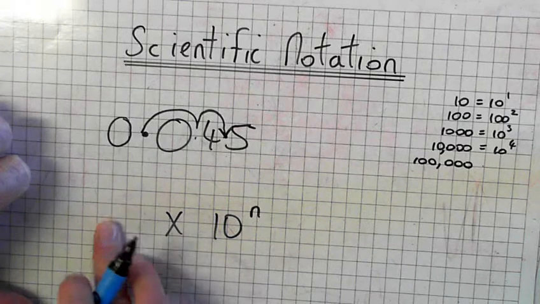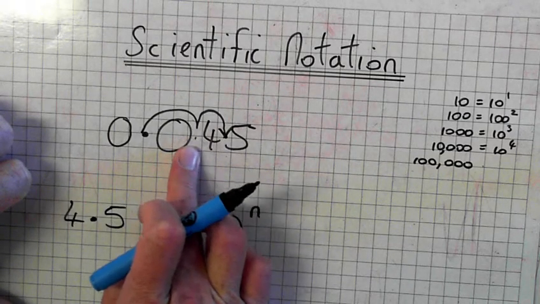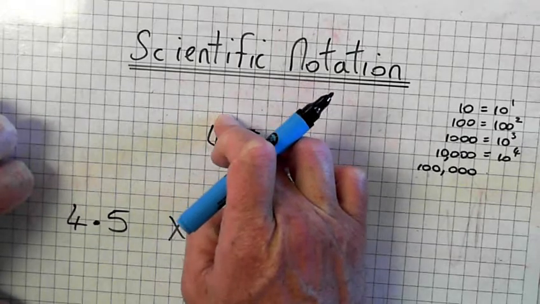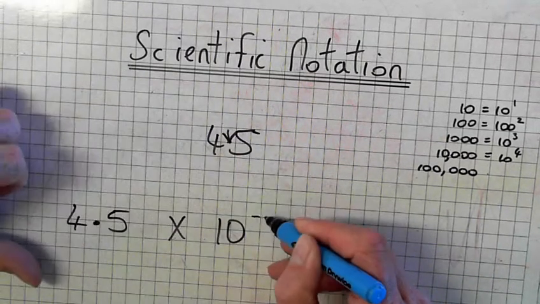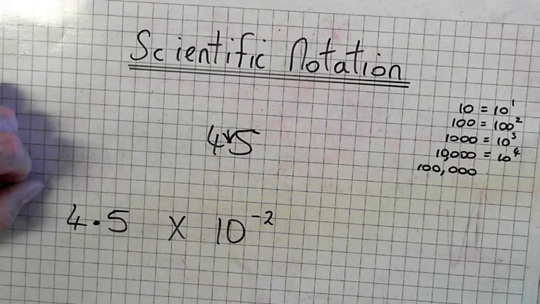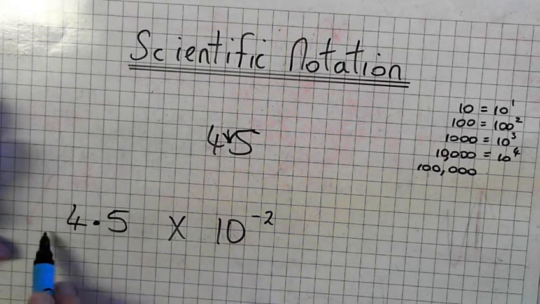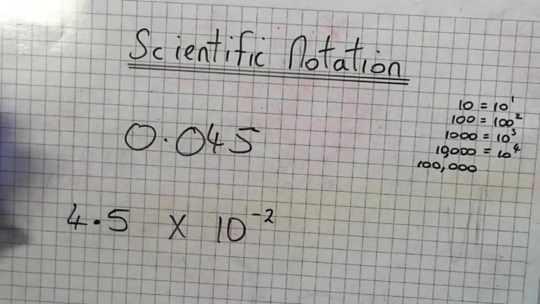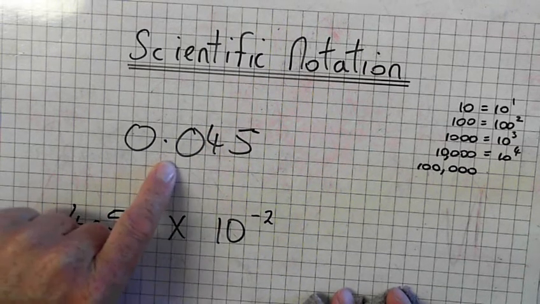Well, it'll be 4.5, forgetting about these 2 zeros, alright? It'll be 4.5. And how many jumps did we make? 3. Instead of having a plus 2, it's a minus 2. So minus 2. So if I multiply these 2, I'll get my answer back. 0.045. Alright? If I multiply those 2, I'll get my decimal back.